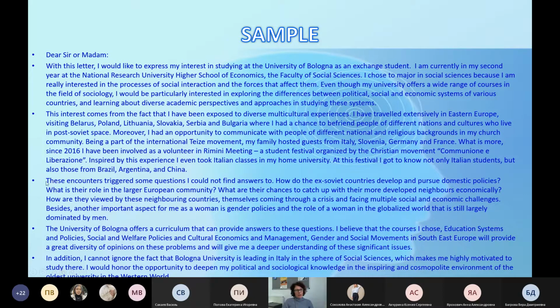Yeah. Well, I would say that it's one way of stating that you have a knowledge gap, that there are certain issues that you would like to explore. So one way is to ask the questions. Actually, the connection is between those questions and the courses. So if you see, for how do the ex-Soviet countries develop and pursue domestic policies, what is their role in the larger European community? So here you have, for example, social and welfare policies and cultural economics and management, right?